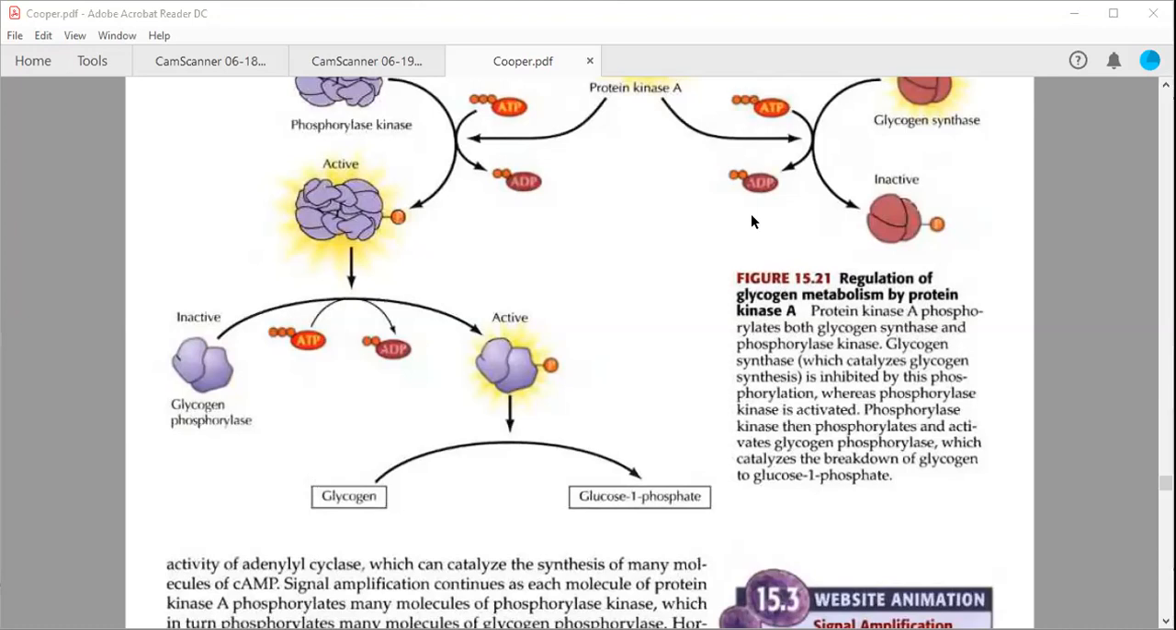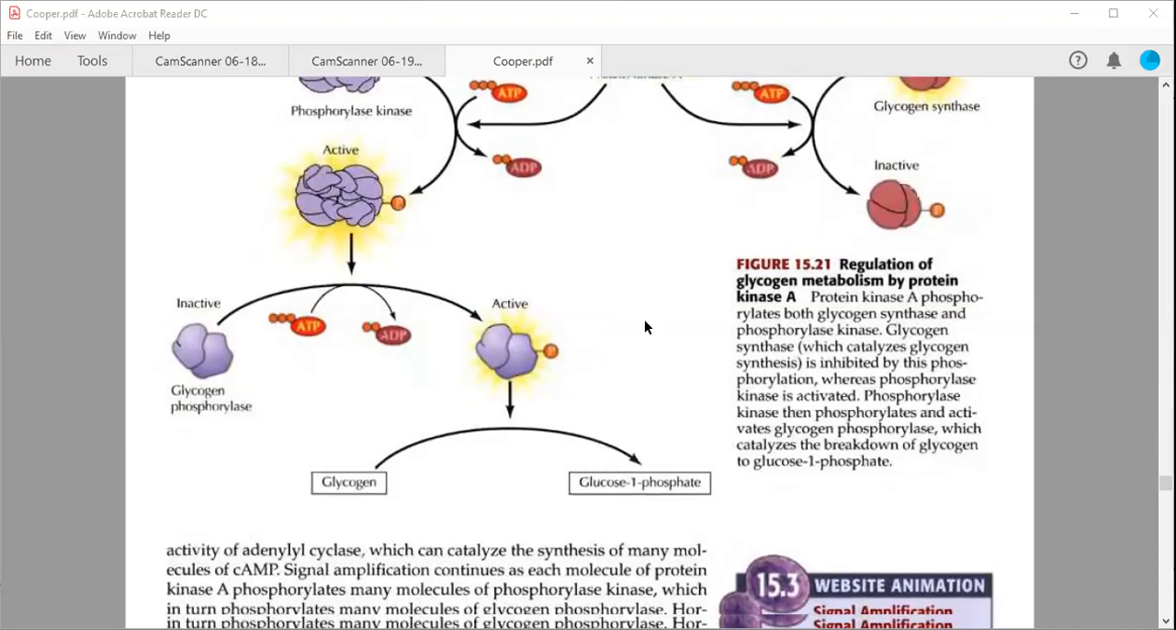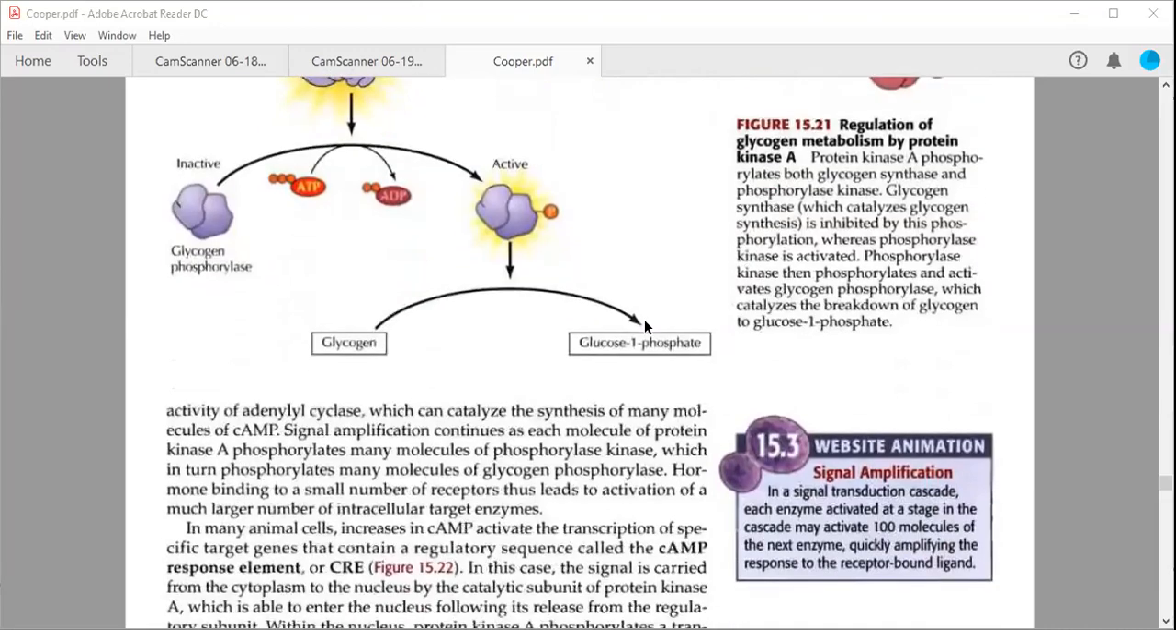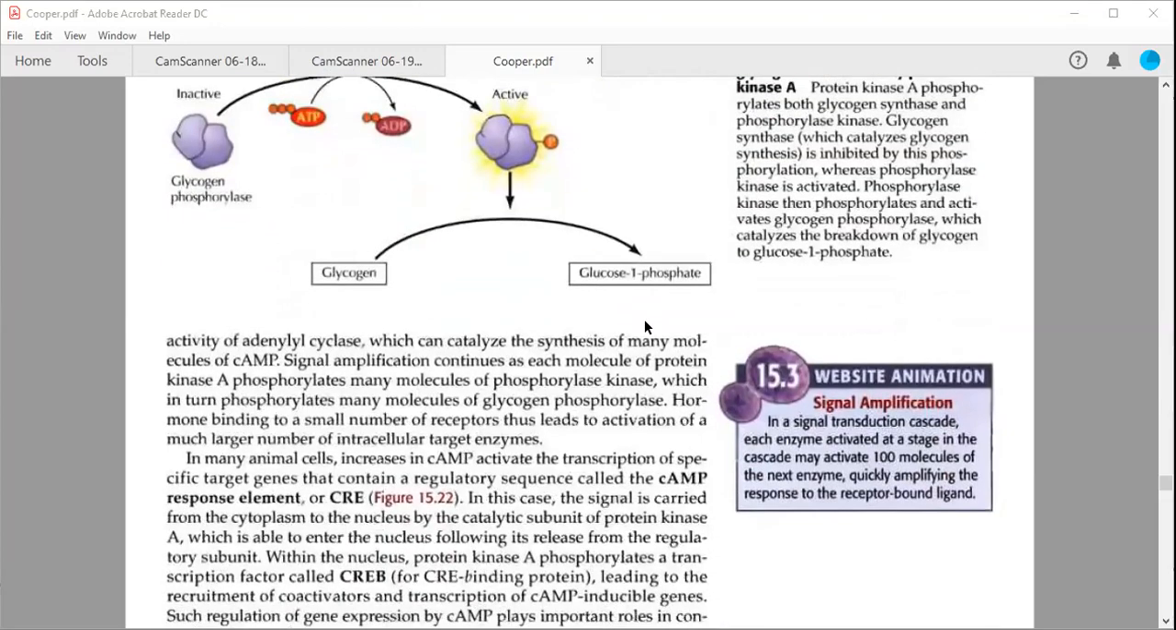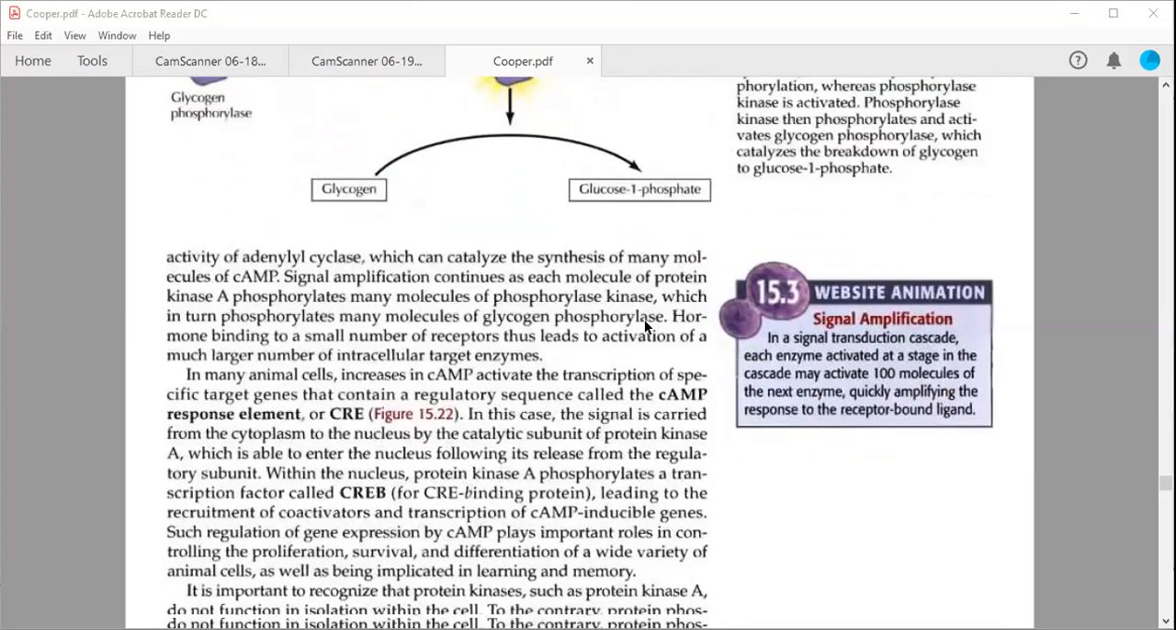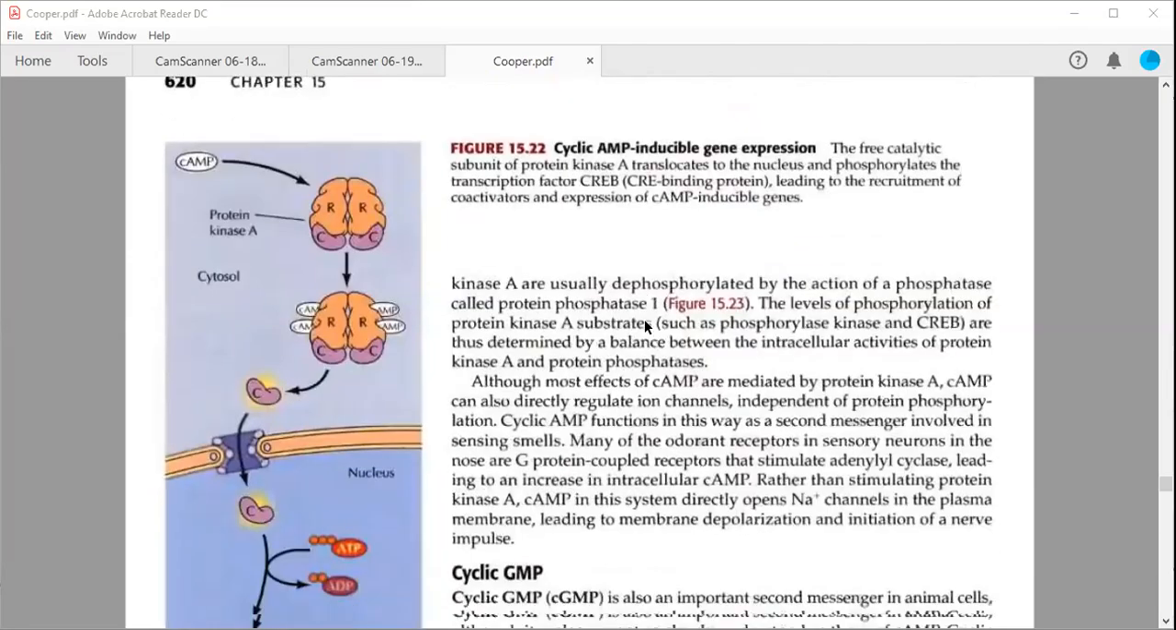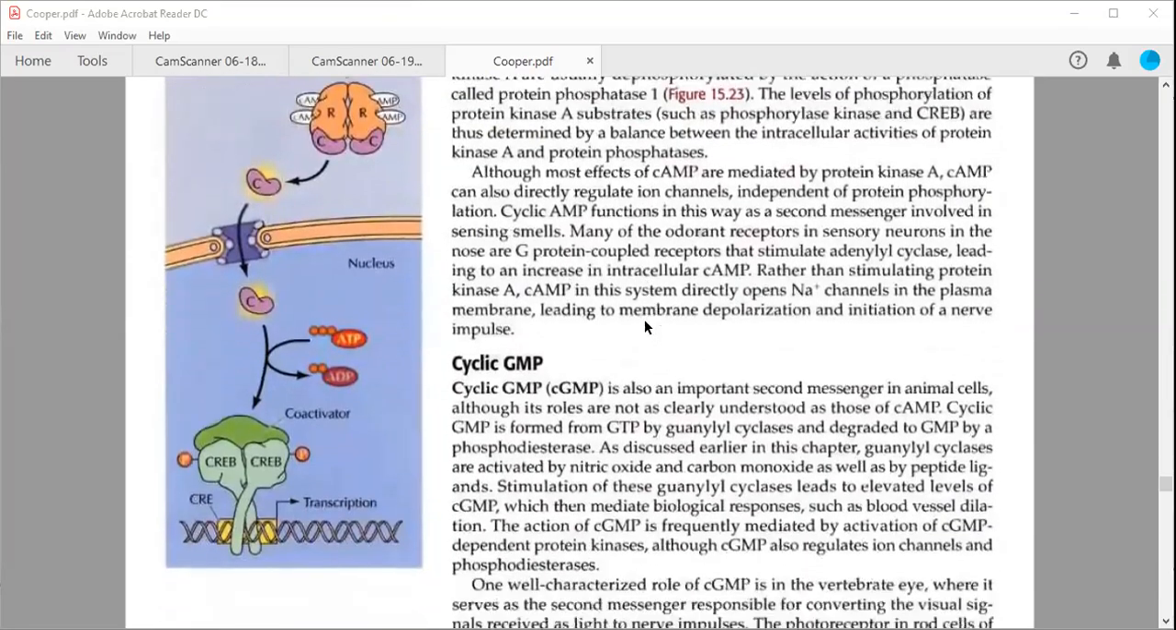Okay, fine. So everything is written in the text, and if you go through the text, you will get everything.